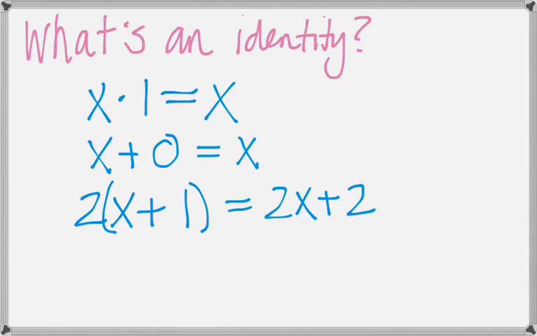Yeah, okay. This is an identity. What property is this? Distributive property. The distributive property works for any value of x. It will always be true.